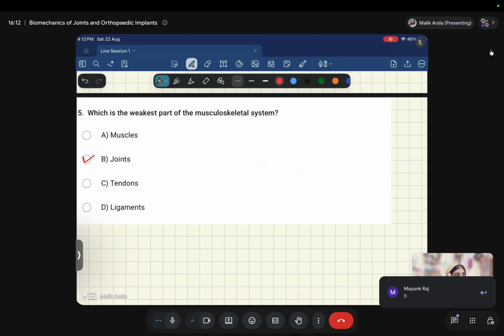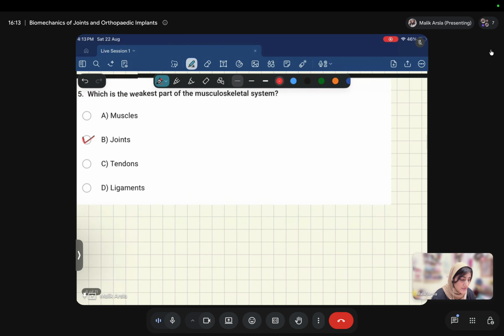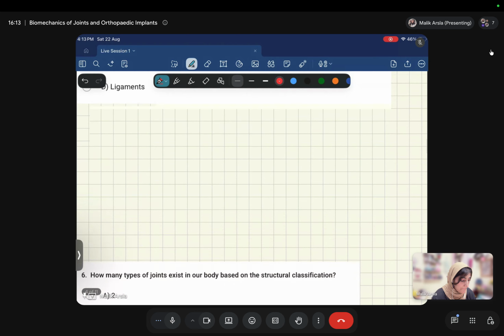So the joints basically have multiple functions. They have to provide mobility. Simultaneously they act as connecting points between the two bones, right? And also because of that they have to transfer load from one bone to another bone. So these requirements make the joints the weaker sides. Because of these functions, joints is the correct option here.